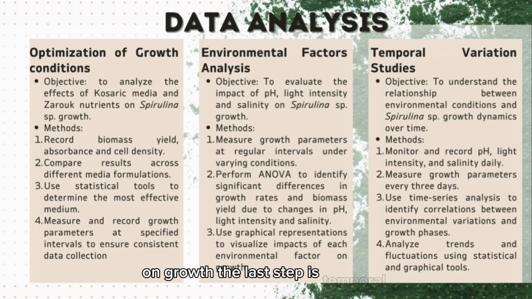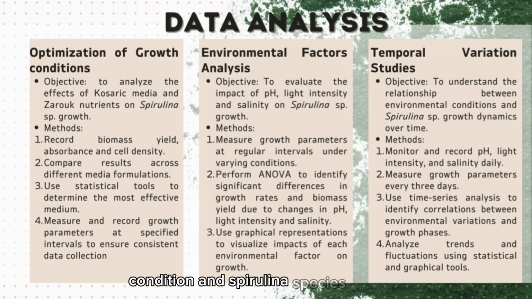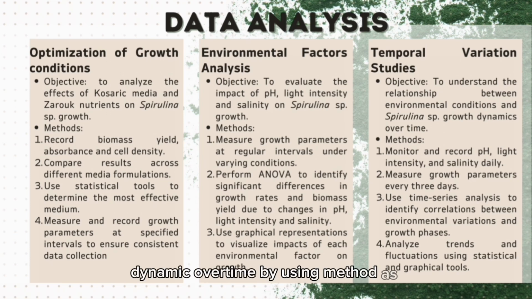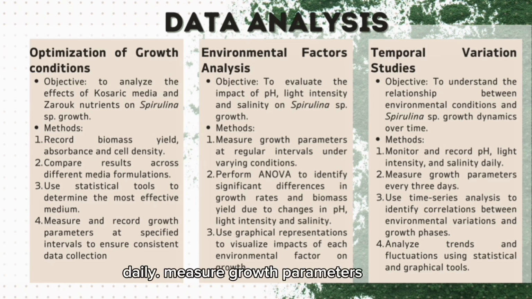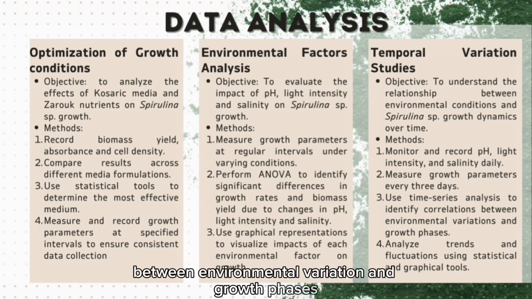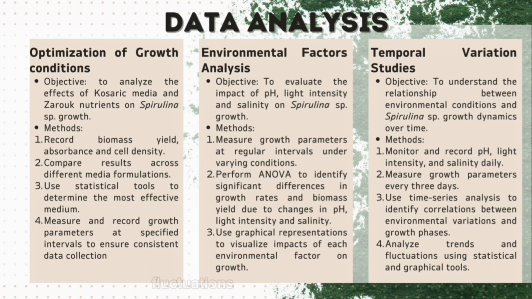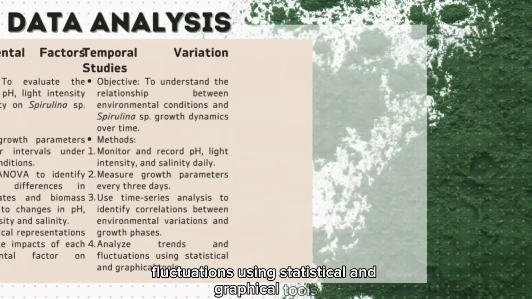The last step is temporal variation studies, with its main objective to understand the relationship between environmental conditions and spirulina species growth dynamics over time, by using methods such as monitor and record pH, light intensity, and salinity daily, measure growth parameters every 3 days, and followed by use time series analysis to identify correlation between environmental variation and growth phases. Lastly, analyze trends and fluctuations using statistical and graphical tools.